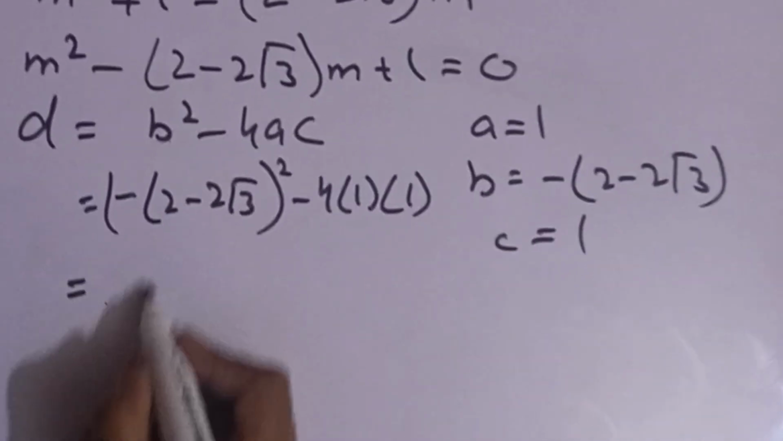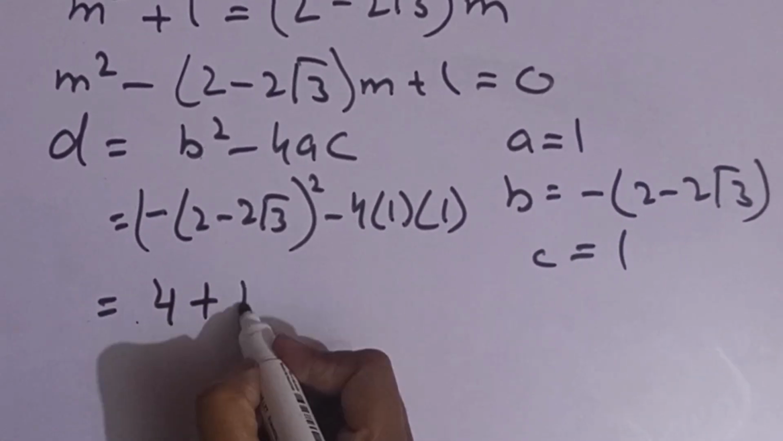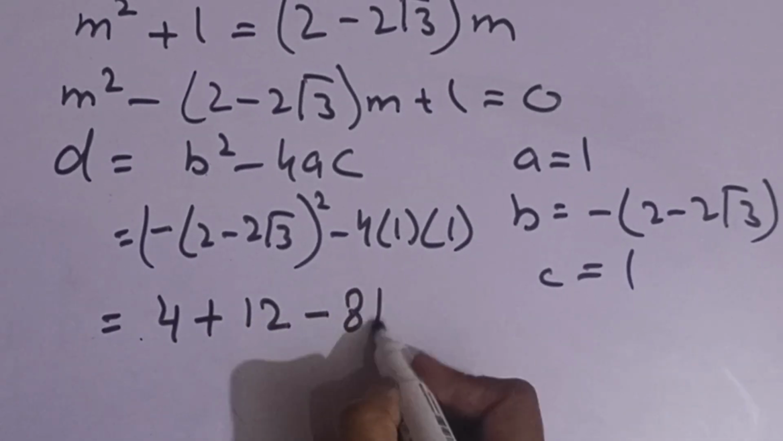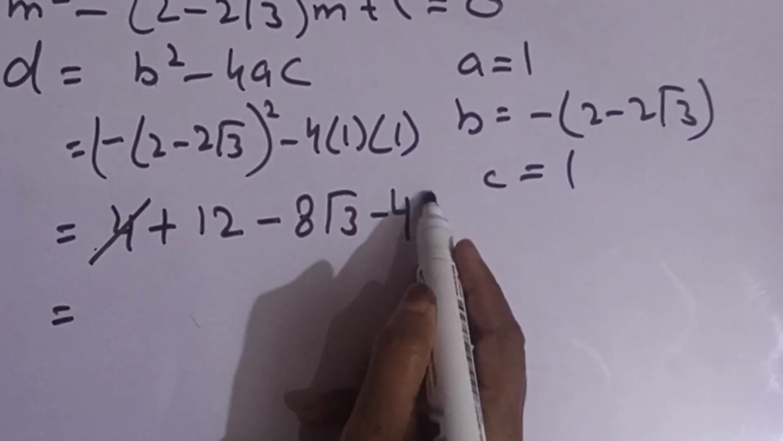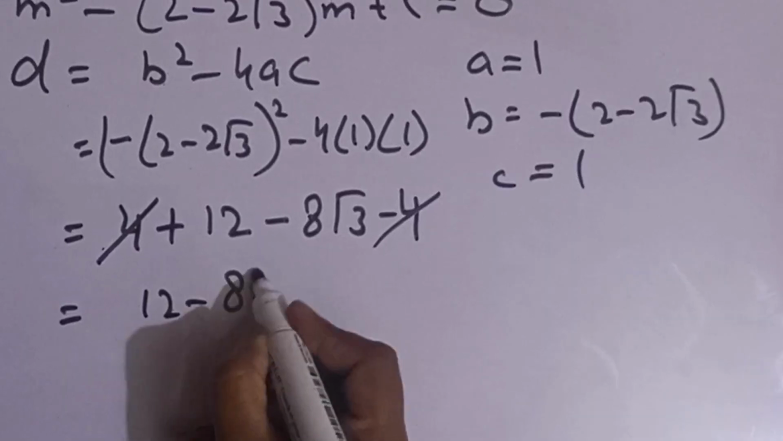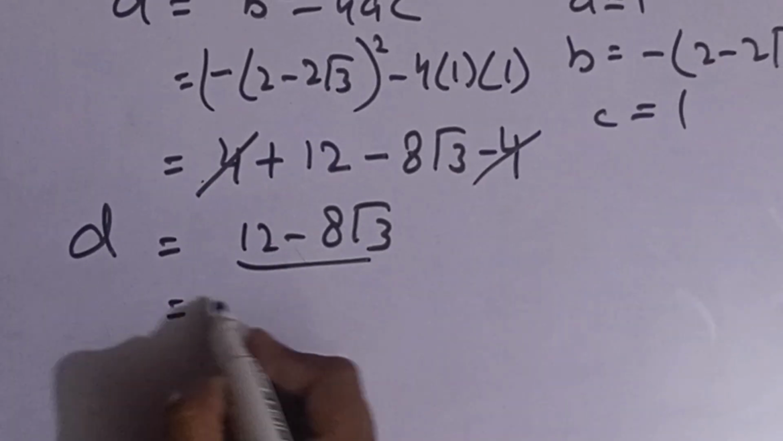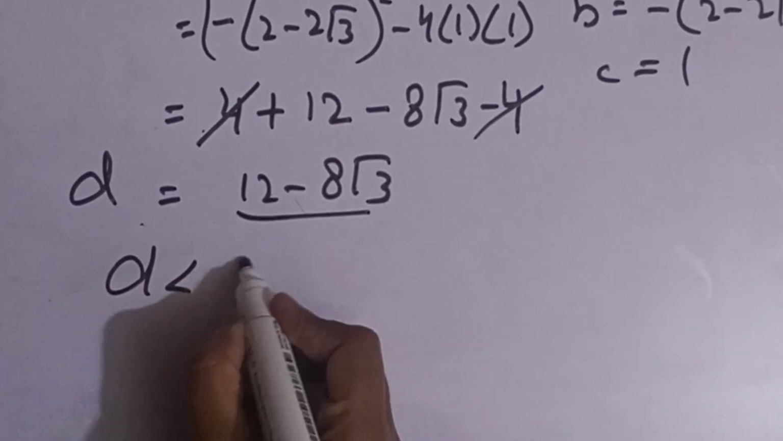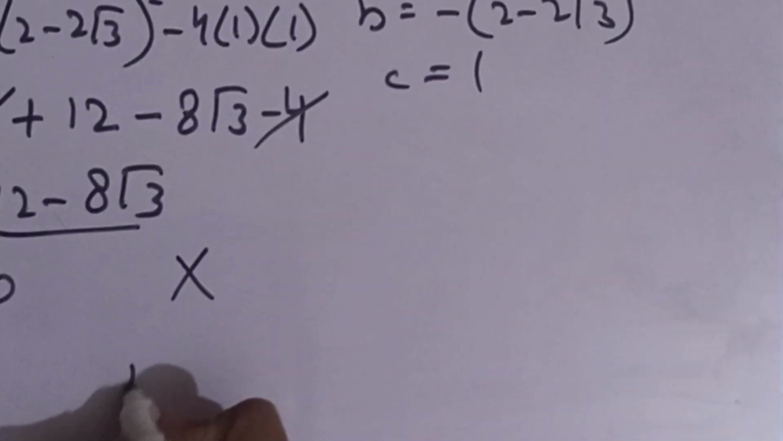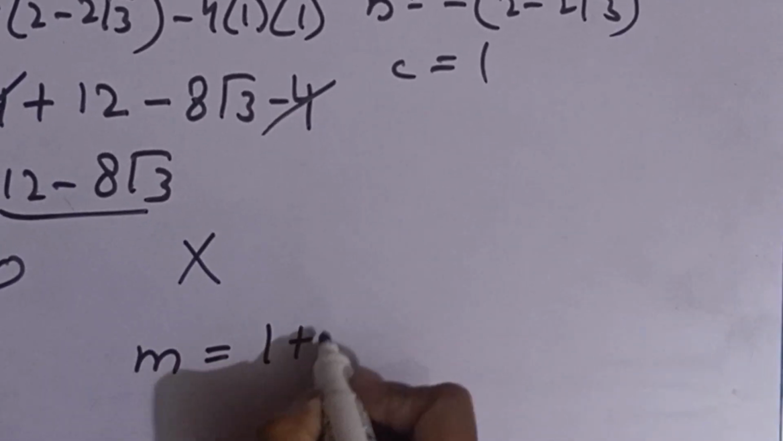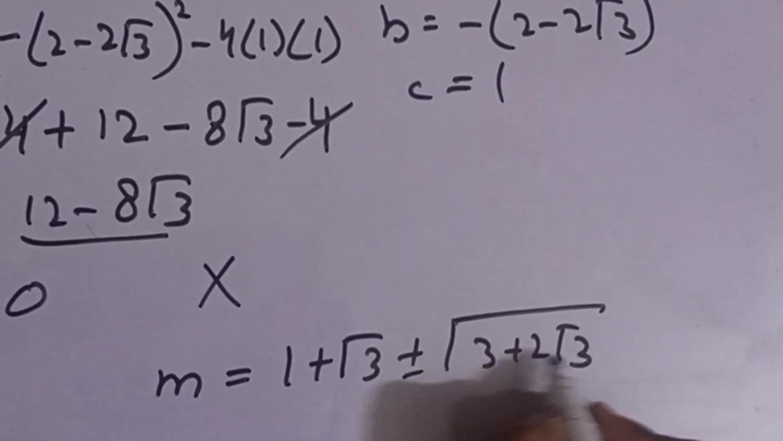Now we simplify. So we get 4 plus 12 minus 8 times square root 3, and this is minus 4. So in the next step, this plus 4 and minus 4 cancel, we get 12 minus 8 times square root 3, and if we solve, then we get a negative number. So in this case, discriminant is less than 0, so we get a complex solution. So this is not a valid part. So in our question, m is equal to 1 plus square root 3 plus minus square root 3 plus 2 times square root 3, and this is our final answer.